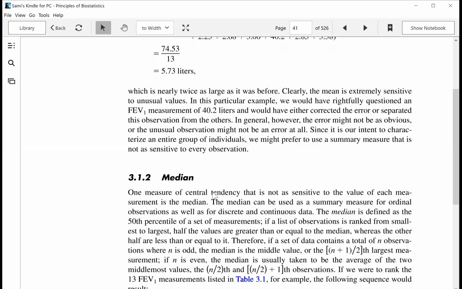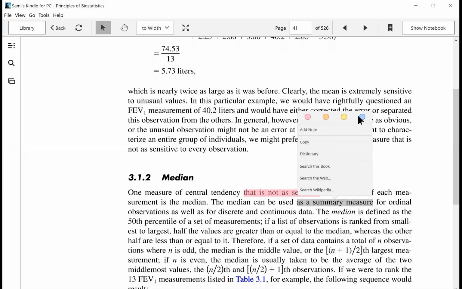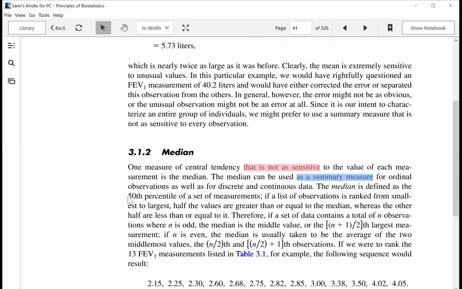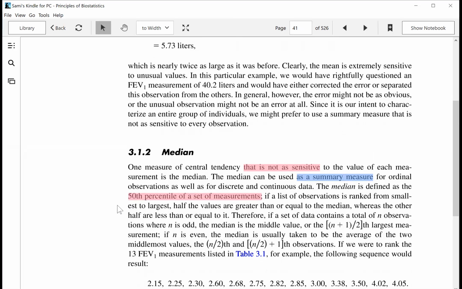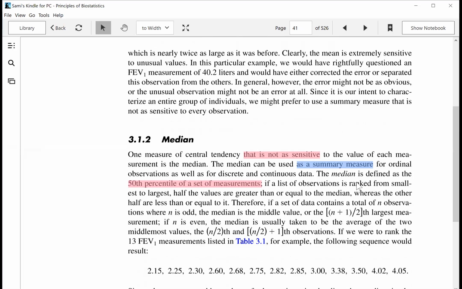And the median is one measure of central tendency that's not sensitive to the value of each measurement. It can be used as a summary measure for ordinal observations, as well as discrete and continuous data. The median is defined as the 50th percentile of a set of measurements ranked from the smallest to largest. Half the values are greater than or equal to the median, and the other half are less than or equal to it.